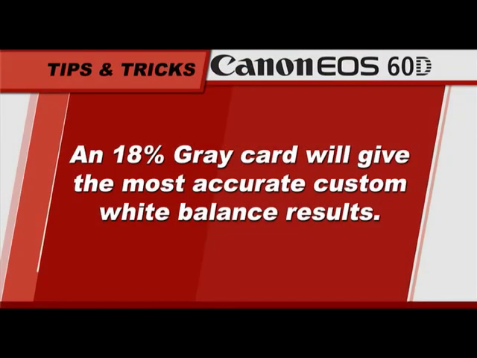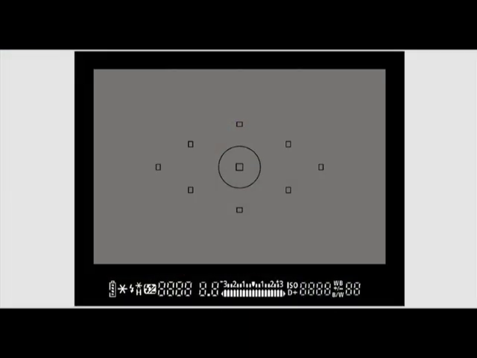This is done by taking a picture of a white card or object and then selecting the image for the camera's electronics to reference. An 18% gray card, which can be purchased at your local camera store, will give you the most accurate results. You can also use a white card, an object like a shirt, or a piece of paper to achieve similar results. To set a custom white balance, the plain white object should fill the frame, including the spot metering circle. Focus manually and set the standard exposure for the white object, then take the picture.